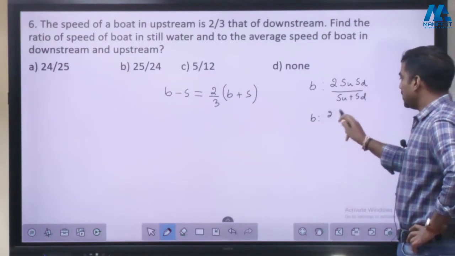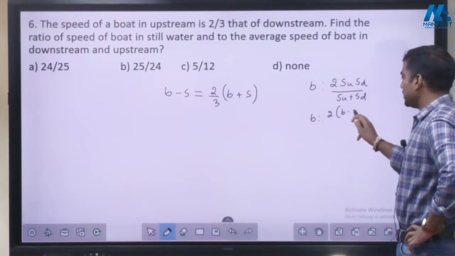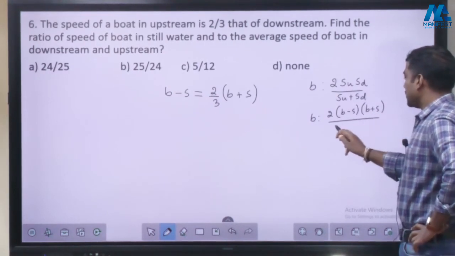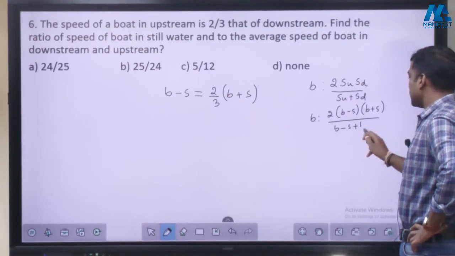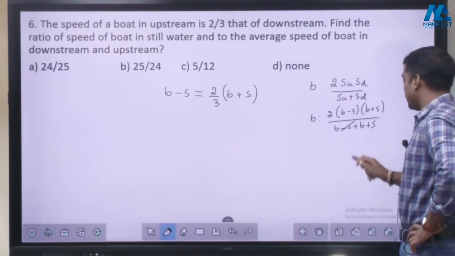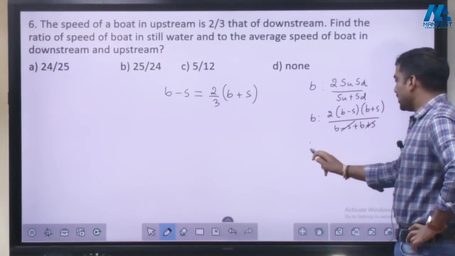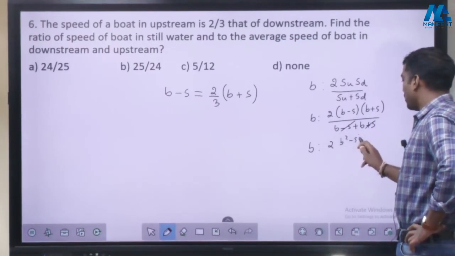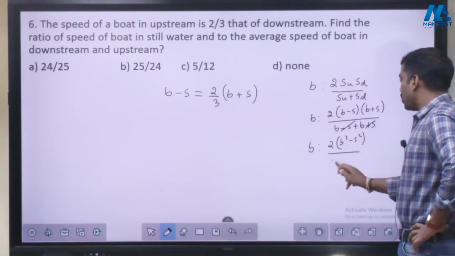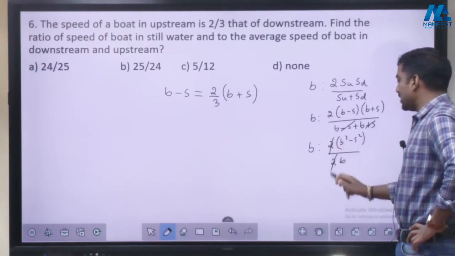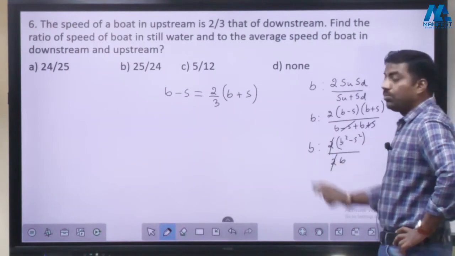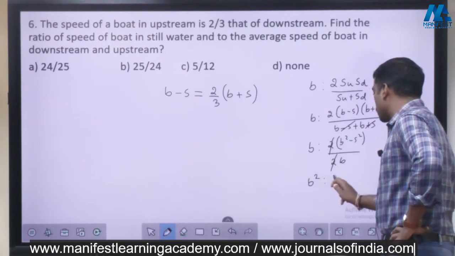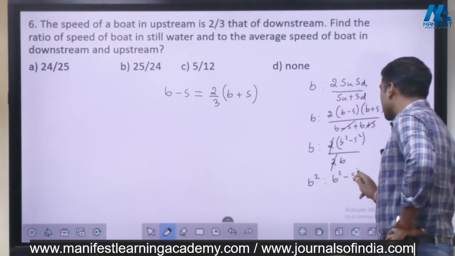B is to 2 times speed in upstream, (B minus S), times speed in downstream, (B plus S), divided by (B minus S) plus (B plus S). Minus S plus S get cancelled. B is to 2 times (B square minus S square) divided by 2B. 2 get cancelled. So bring this B here. So this will be B square is to B square minus S square. This is what we have to find out.